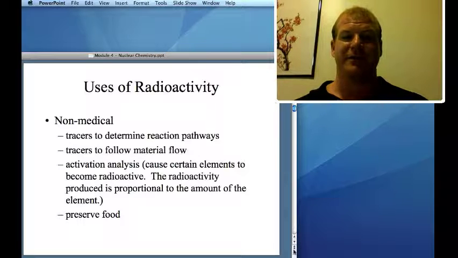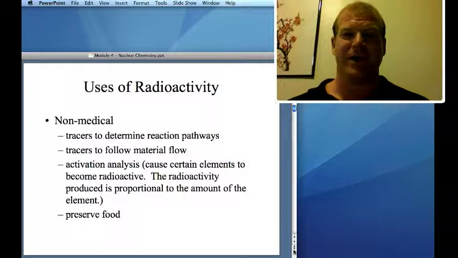So what do we use radioactivity for? We'll talk about medical soon, but non-medical, tracers for reaction pathways. We do this in chemical research. Put radioactive material on something and then see how it reacts and see where the radioactivity is. Also, tracers for material flow.